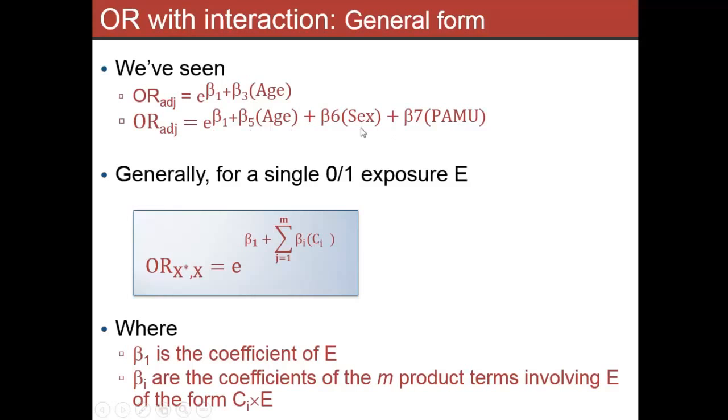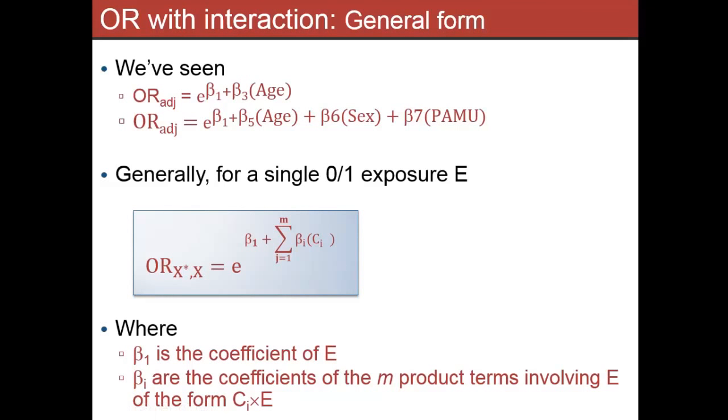So what we see here is the pattern that will happen when you have a single 0-1 exposure, like a binary: previously hospitalized, did they get the treatment, did they live next to the power plant, those kinds of binary exposures. The odds ratio in this case is always going to be e to the beta 1 plus the sum of the betas times the control variables, age, sex, these other control variables that we're talking about. So this is a special case of the formula we saw earlier.